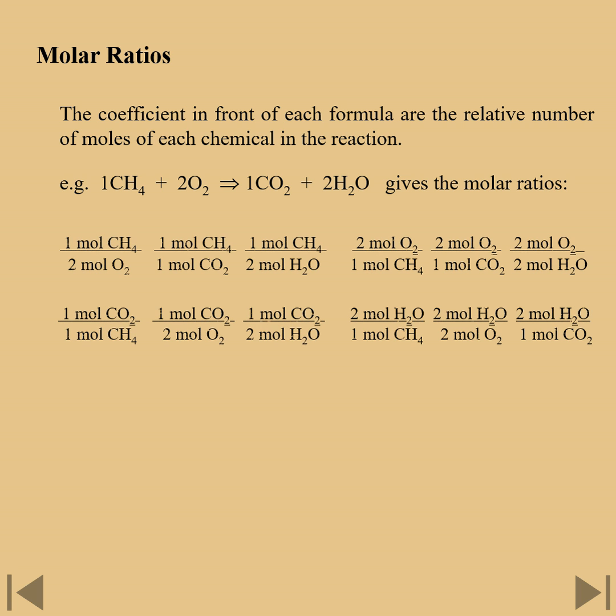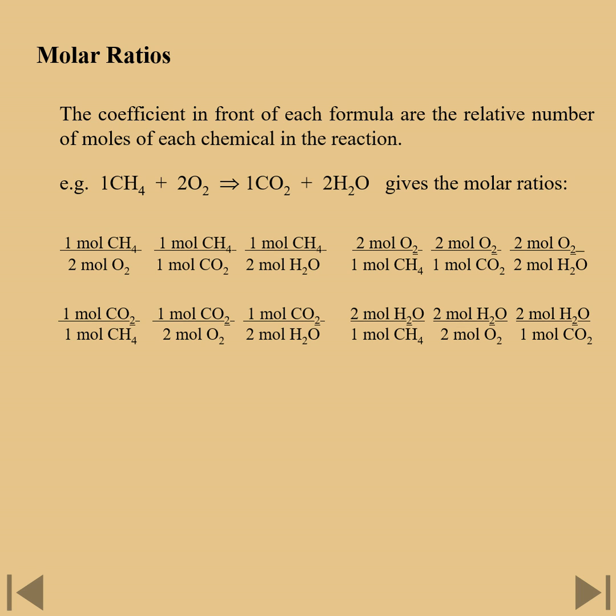Starting with methane, we have 1 mole of methane per 2 moles of oxygen, or 1 mole of methane per 1 mole of carbon dioxide, or 1 mole of methane per 2 moles of water. For oxygen, we have 2 moles of oxygen per 1 mole of methane, or 2 moles of oxygen per 1 mole of carbon dioxide, or 2 moles of oxygen per 2 moles of water. What you're seeing here is those numbers, those coefficients, are the mole ratio of each participant in a chemical reaction. So a balanced chemical equation gives us the mole ratio. Sometimes it's called the molar interpretation, but essentially it's the mole ratio.